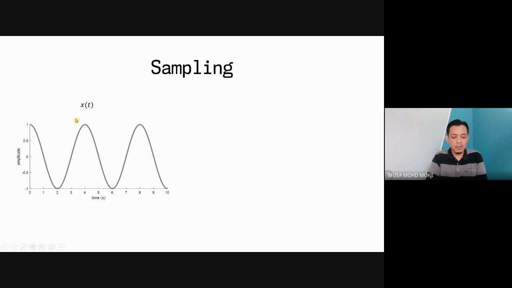And what is the function? The function is x of t. If we do x(0), it means that at this point x(0) is 1. What is x(1)? Here you'll get 0. What is x(0.1)? You will need to check at 0.1 here, and then you will get some value. Or you can solve the cosine function.